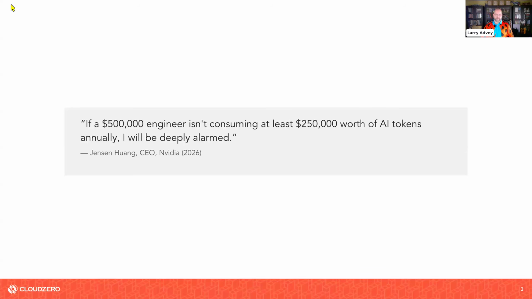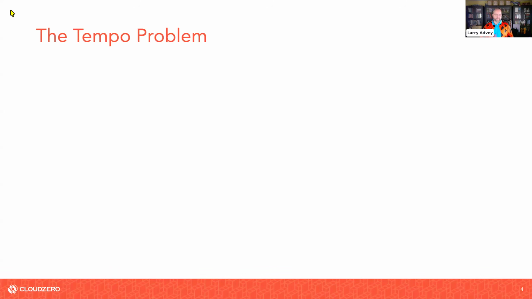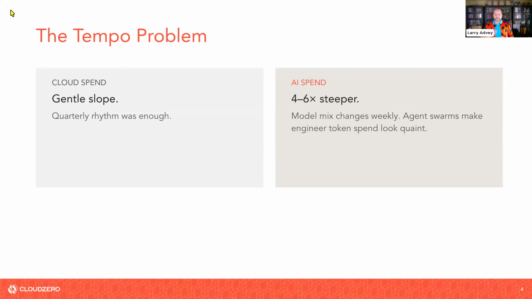But the real problem becomes a tempo issue, and AI is a great thing to compare against cloud. Cloud had a somewhat gentle slope over time, and looking at things on a quarterly basis was generally good enough. But today with AI, it is 4 to 6x steeper. It's like a hockey stick, up and to the right, but exponential. It's getting more and more and more.